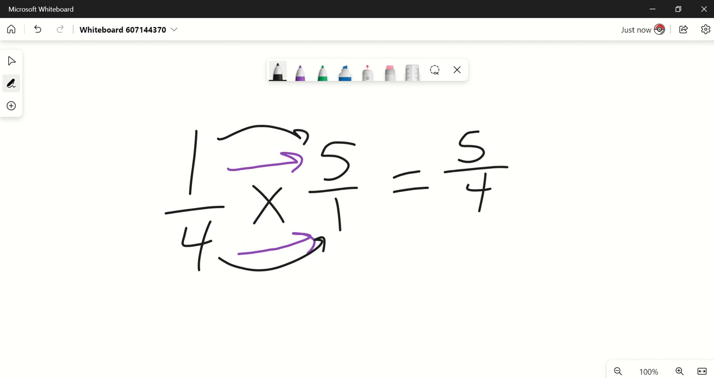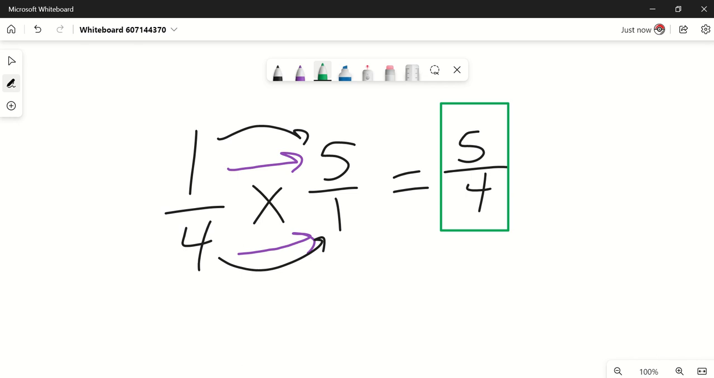That's step 2. Step 3 is to make sure that your product, which is the answer to a multiplication problem, is simplified. If it's a normal, proper fraction, which means your numerator is smaller than your denominator, just make sure it's simplified. Make sure they have no other common factors.